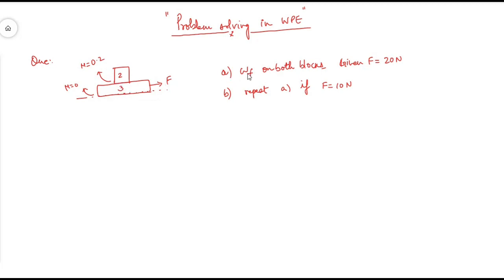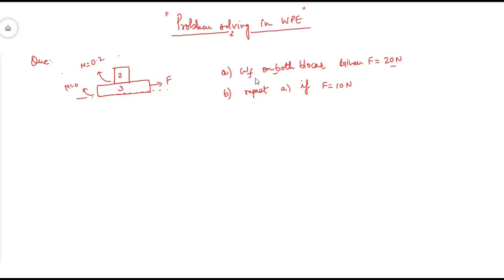The first problem says find the work done by friction on both blocks given that F external is 20 Newton. In this case you have been given the force, so to find the work done by friction you have to figure out the value of the friction and the corresponding displacements. Now here's the trick. If these guys, the 2 kg and 3 kg, are moving together, the displacements in a given time are going to be the same. And if they are not moving together, they are going to undergo different displacements.